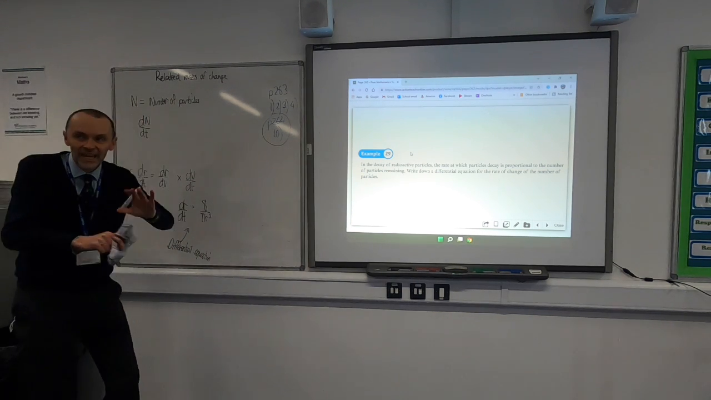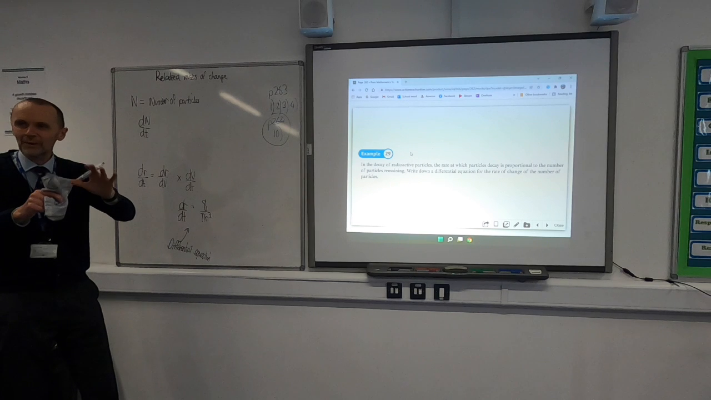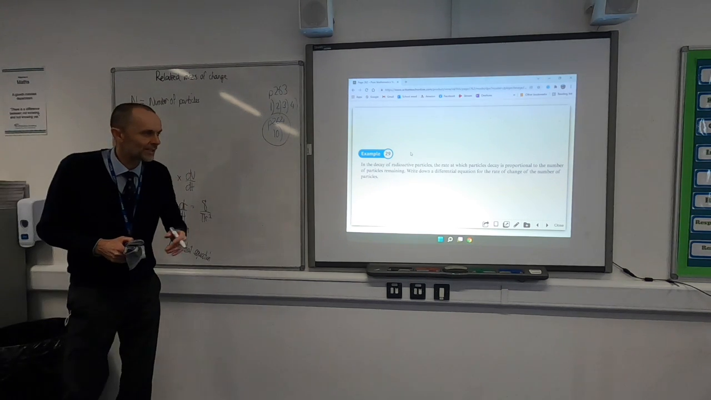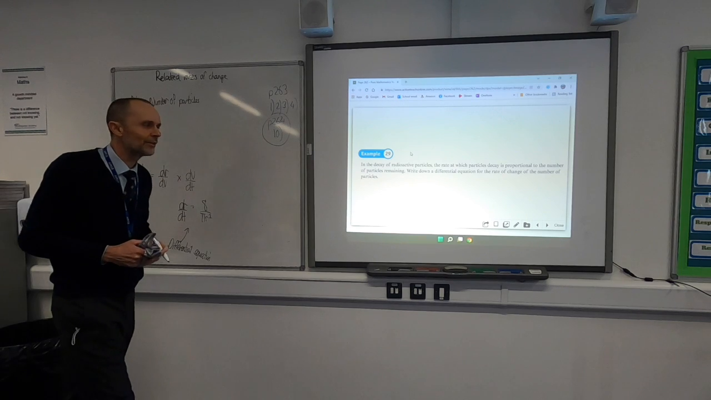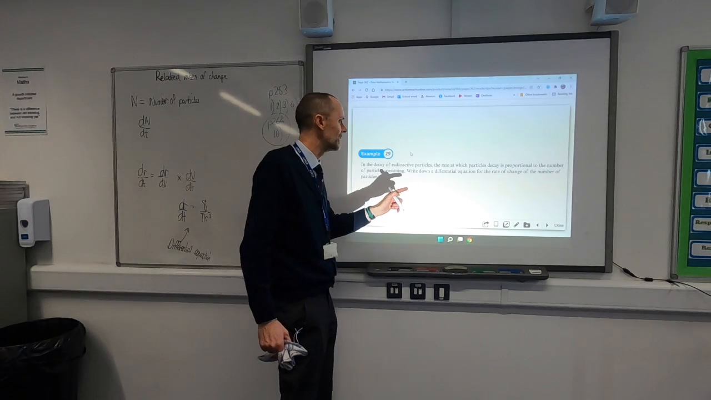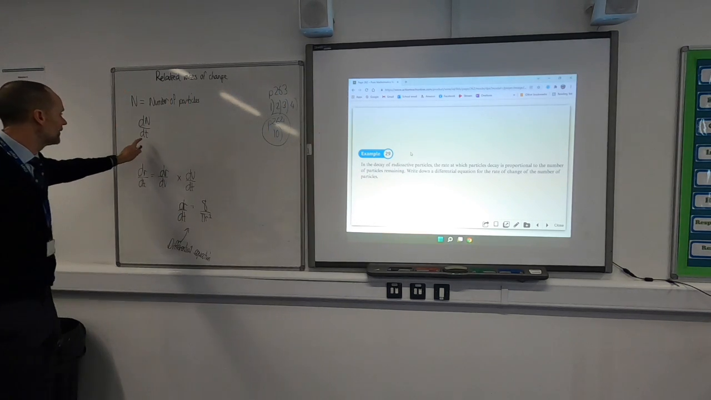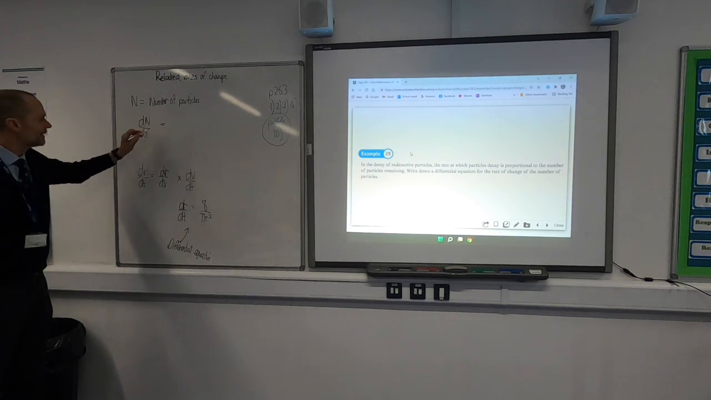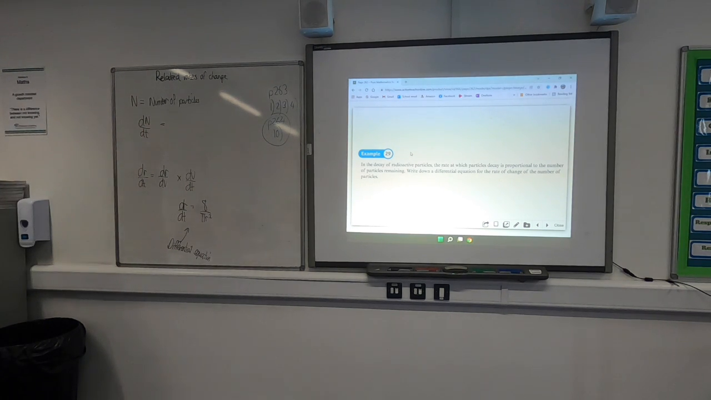Now we're not given any formula. There's no area of this, volume of that. We're not given any rates, but we're asked to write down a differential equation for the rate of change of the number of particles. That's what that is. So we've got to write something about that. What is that equal to? Well, all we are told is that it is proportional to the number of particles remaining.